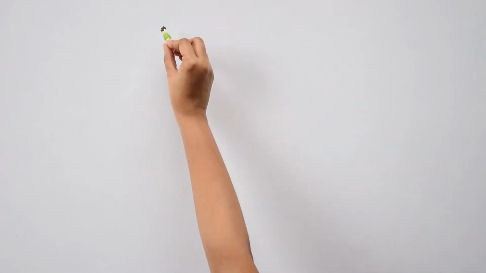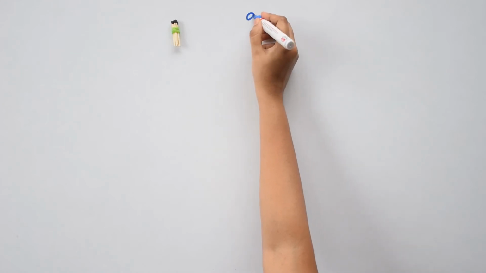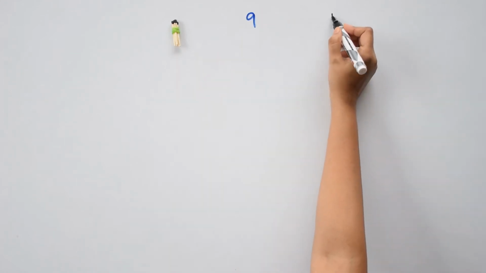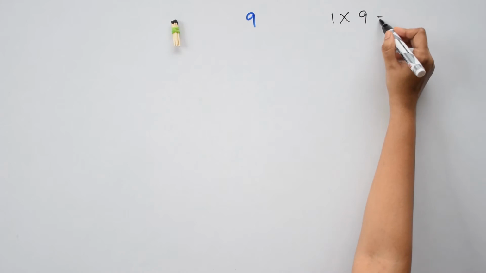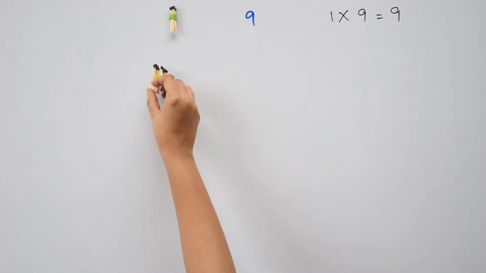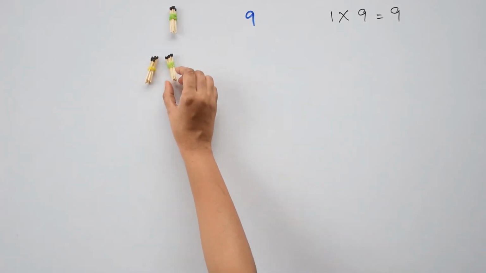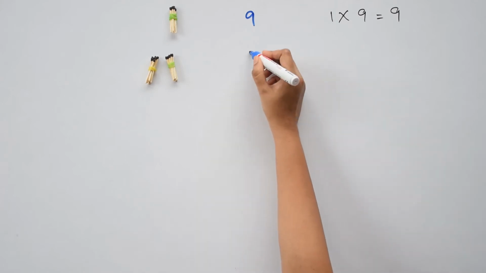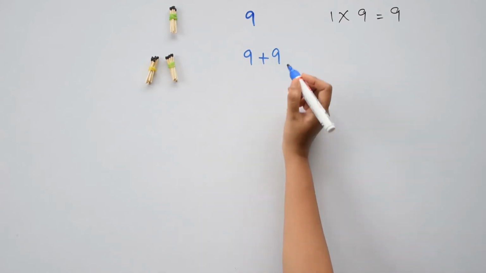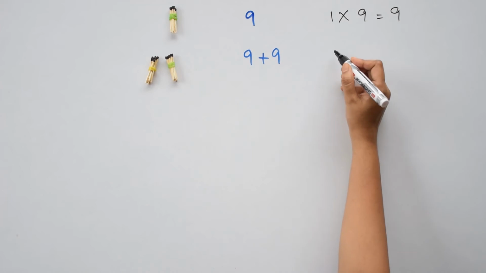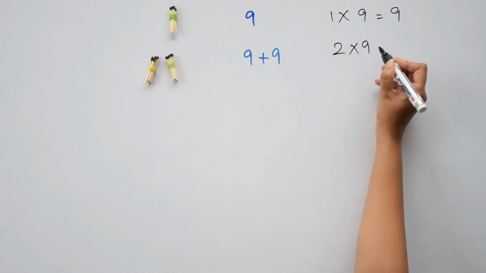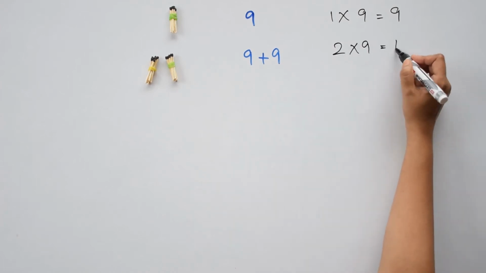Now let's start constructing the multiplication tables. First we'll take one bundle of 9. There is 1 9 here. So one bundle of 9. So 1 times 9 equals 9. Next we'll take 2 bundles of 9s. So this is 9 plus 9. And since there are 2 bundles, so it is 2 times 9 and it is equal to 18.